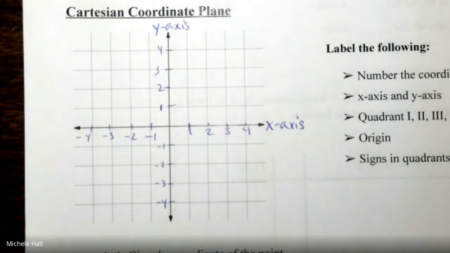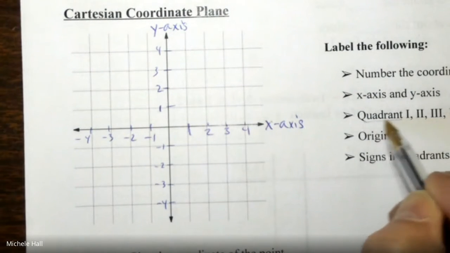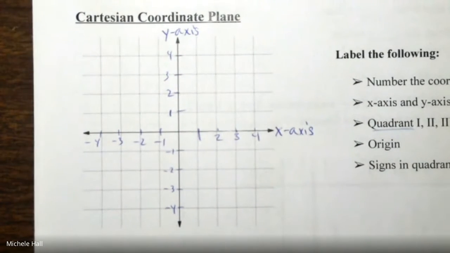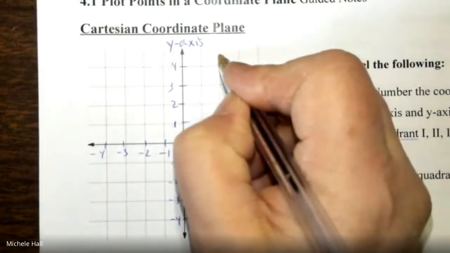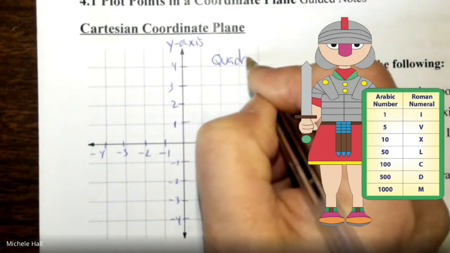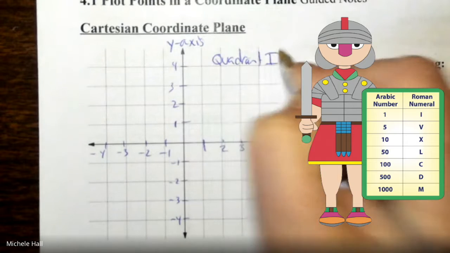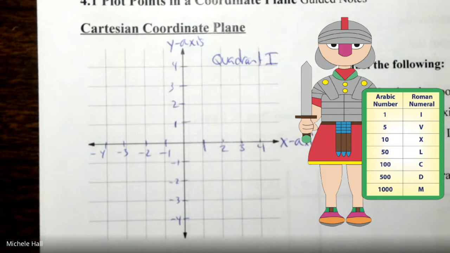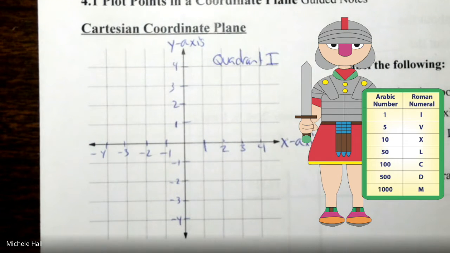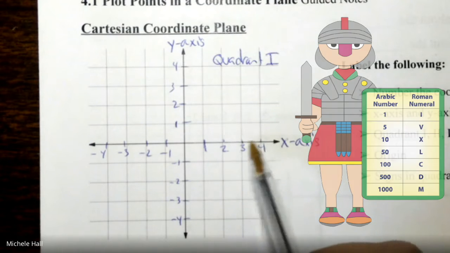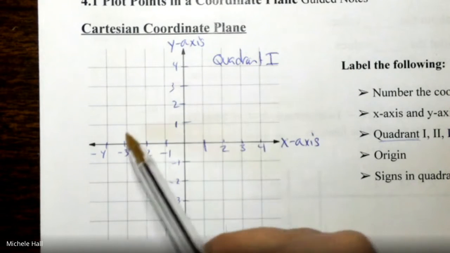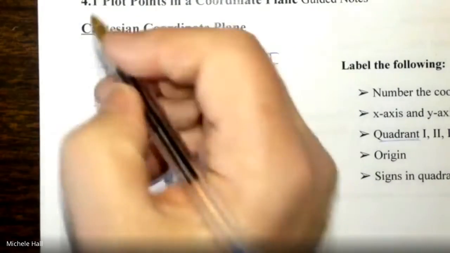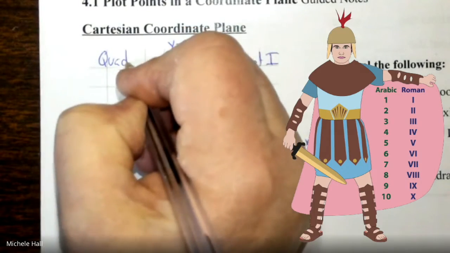All right, and we labeled the x-axis and the y-axis. Now we want to talk about quadrants. This is going to seem strange to you, but this is quadrant 1. I know it seems strange that quadrant 1 would be there, and that's because when you do angles, we always start at 0 degrees here and go up to the left. That's quadrant 1. This is quadrant 2.